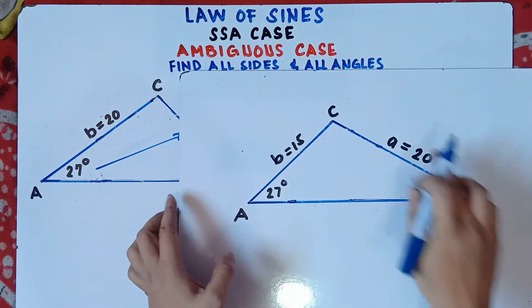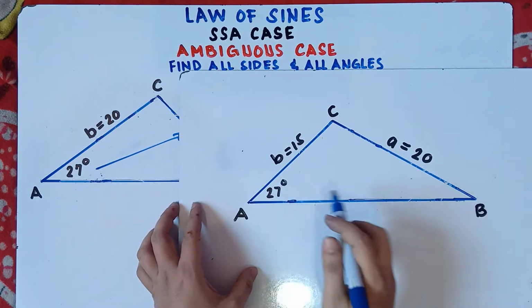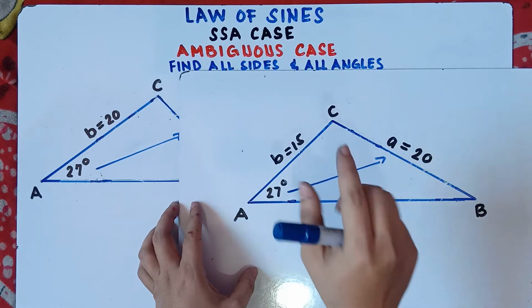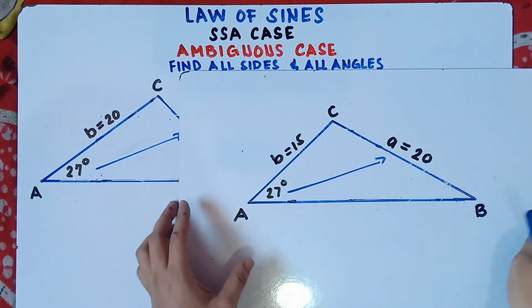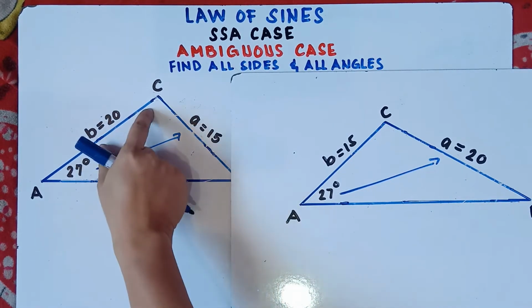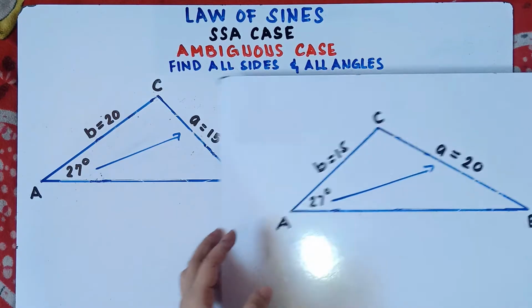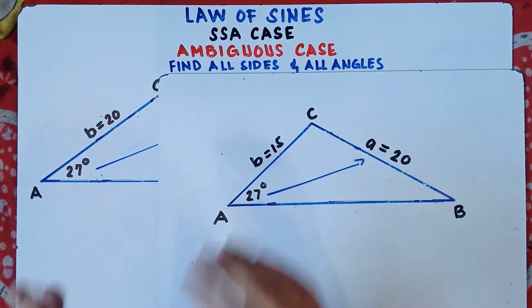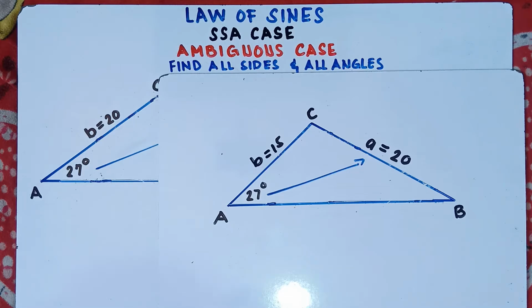Now, what if we have a side and an angle, and the opposite side of this given angle is greater than this side right next to this angle? So once again, a while ago, the opposite side was less than the side right next to this angle. Now this time, the opposite side is greater than this side. How many triangles can we make? If you have an example like this, class, you can only make one triangle. Question, why is that, sir?